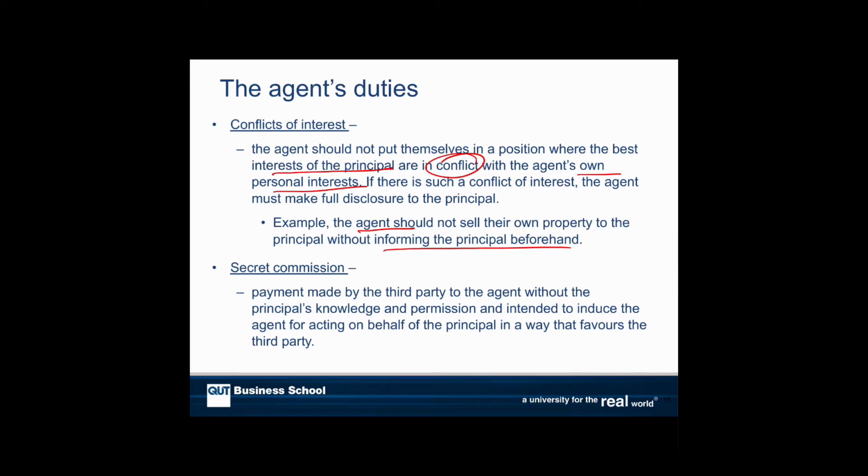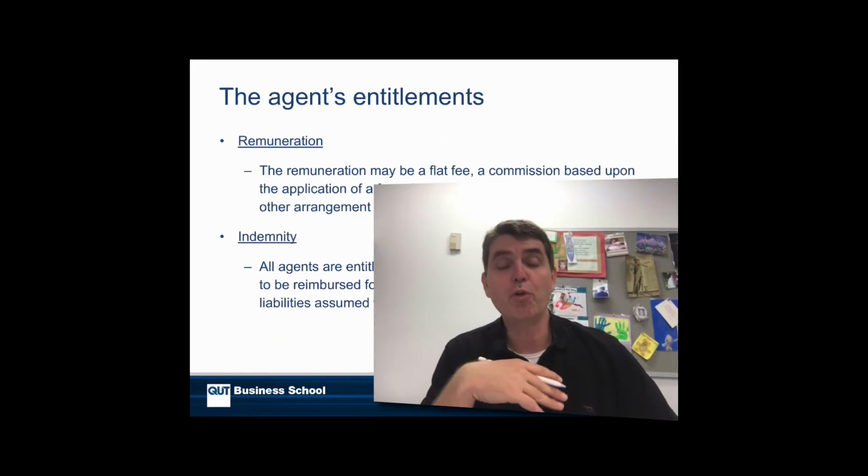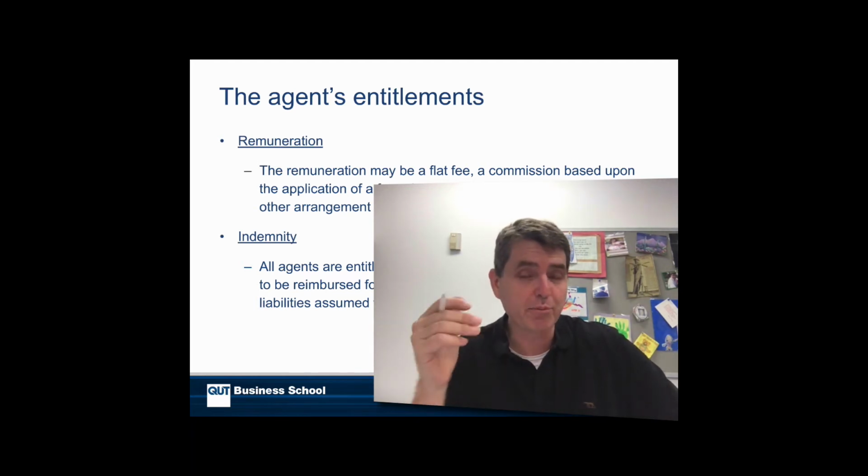Very closely tied to that is, as an agent, you shouldn't get any money from the third party or any benefit without the principal agreeing to it and giving you permission, because otherwise that third party is inducing you away from the principal's interests. So you shouldn't receive secret commissions. Again, these are fairly standard things that we would expect when you're acting for someone else. Avoid that conflict of interest. Don't receive secret commissions.